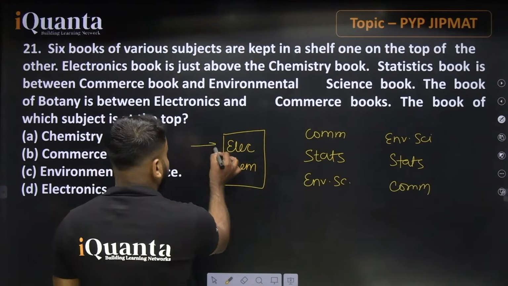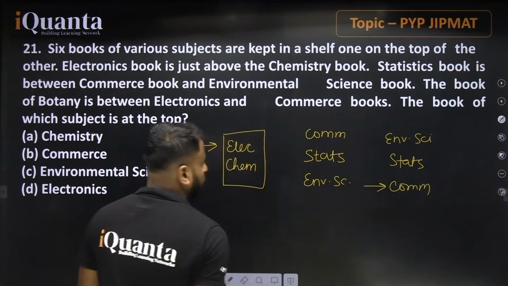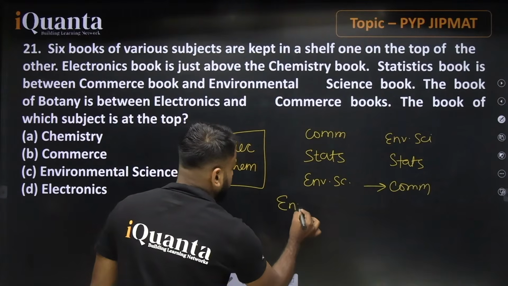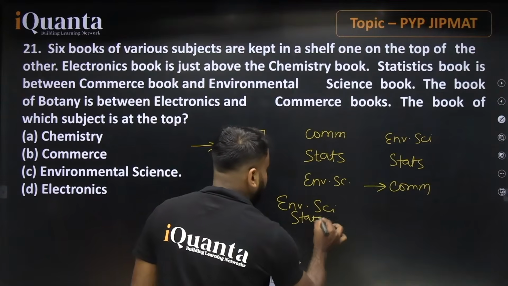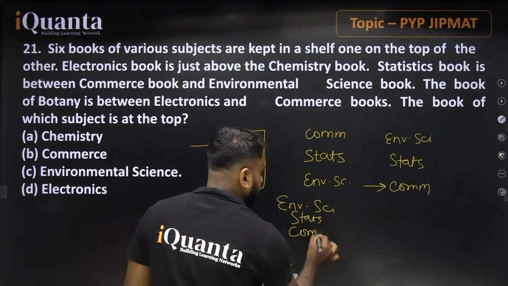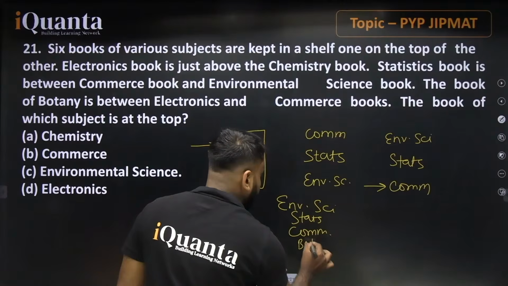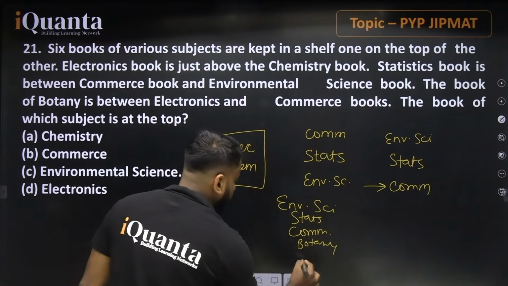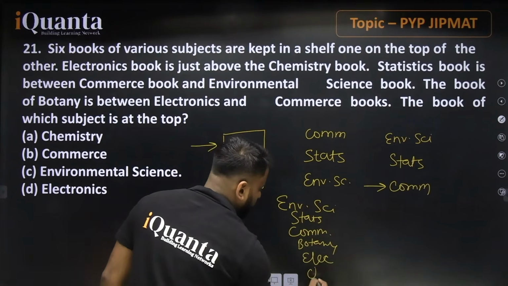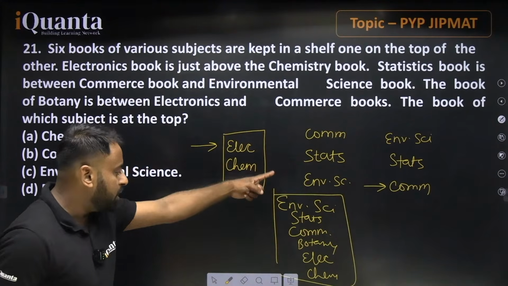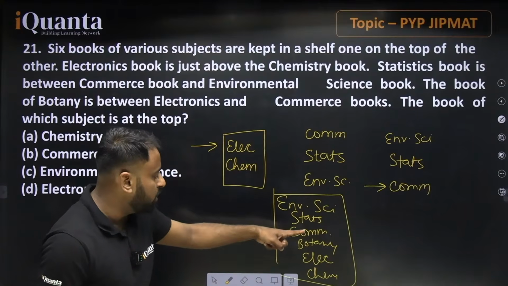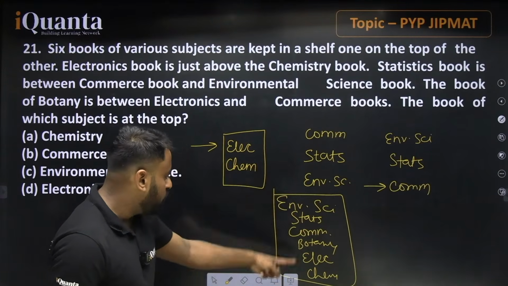So electronics and commerce. So we can say that environmental science will come first and then stats will come up and then commerce will come up and then botany will come up, and after botany we have electronics, and after electronics we have chemistry. So this is the correct order: environmental science, then statistics, then commerce, then botany, then electronics and chemistry. So we have all 6 subjects.